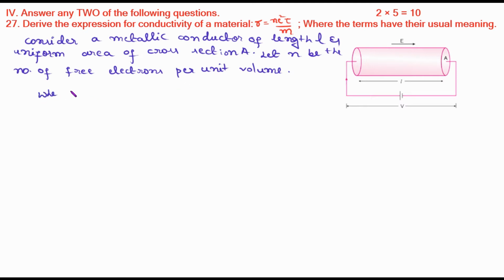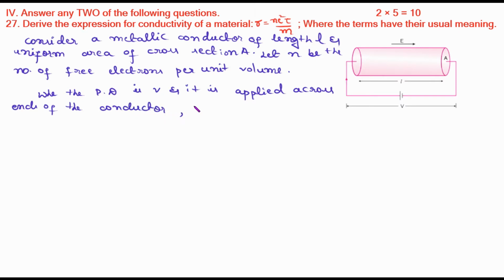So when the potential difference V is applied across the ends of the conductor, the electric field produced inside the conductor is, okay, E is equal to V by L. You should write the full form, electric field, in the exam.